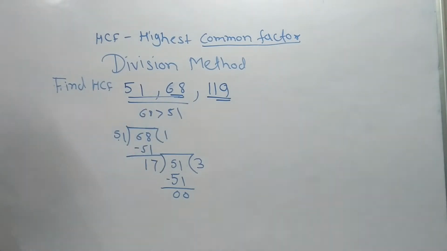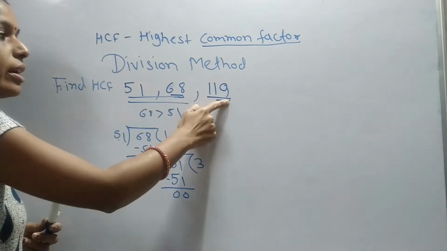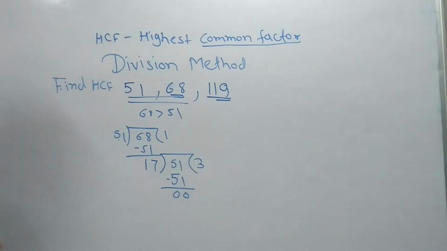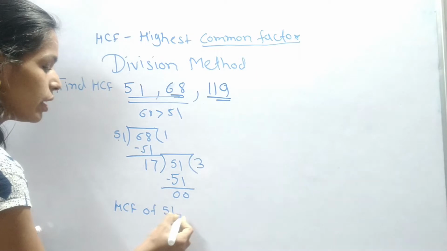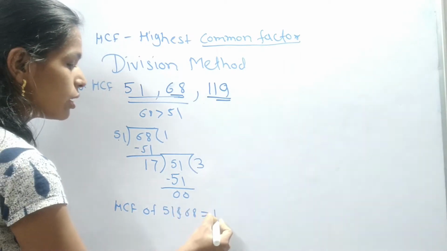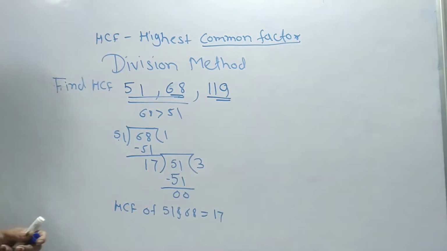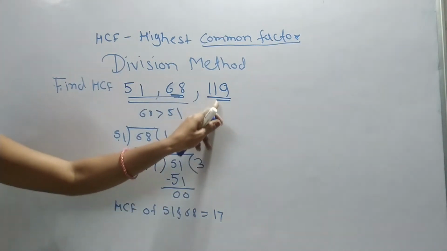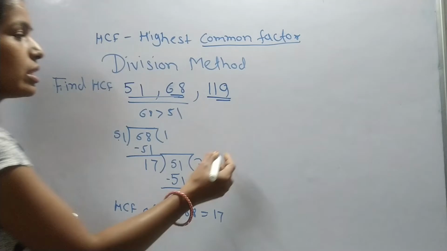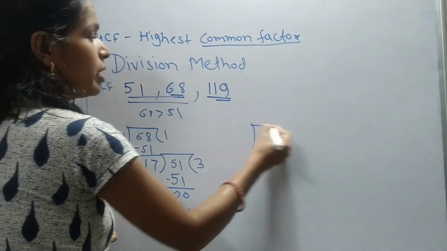But it is not finished yet because the 119 remains. So what do we have to do? The HCF of 51 and 68 is equal to 17. So we have to divide the third number by this HCF. So let's do it. What will happen?